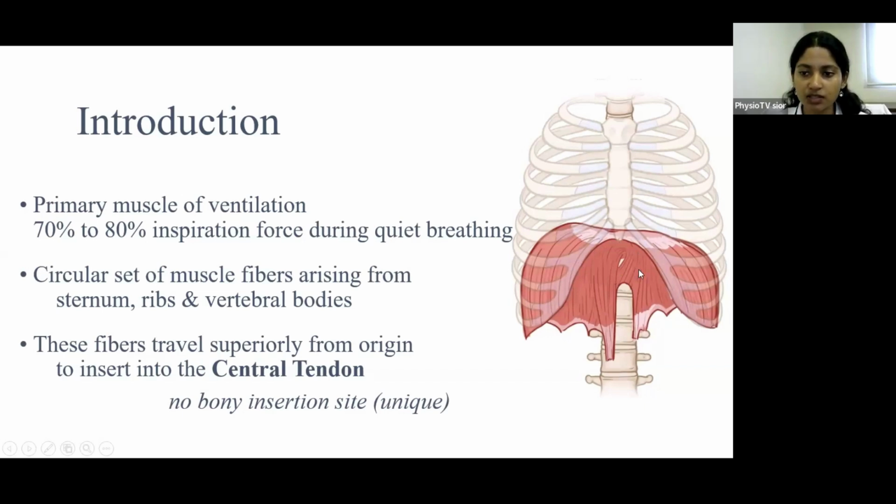As you can see, these fibers run vertically and go in the superior direction, and then you can see that they are inserting into this whitish or pinkish structure in this diagram, and this structure is known as the central tendon. So this is what makes a diaphragm pretty unique, that as compared to the other musculature in our body, diaphragm does not have any bony insertion. That is, it does not insert into any bony structure. Rather, it inserts into the tendon, which is the central tendon, making it pretty unique in our body.